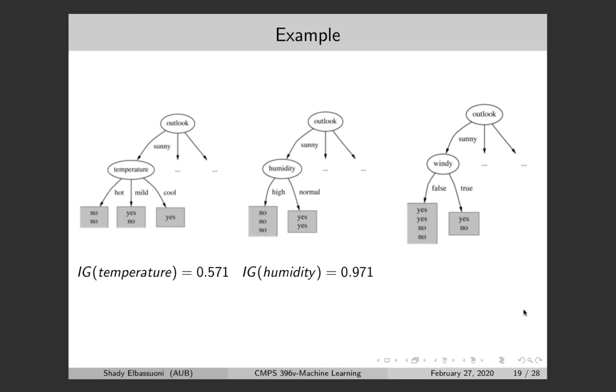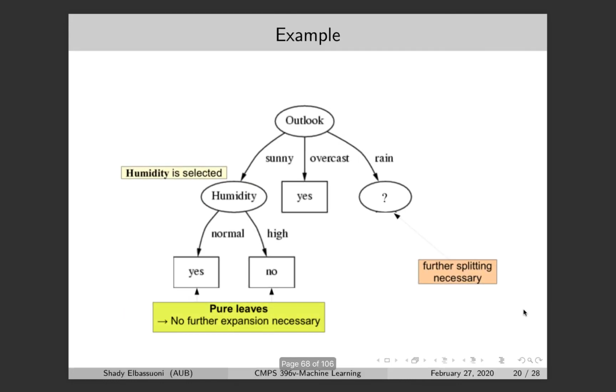And I can try wind. For outlook sunny, I try the wind attribute, and I have 2 splits, false or true, so I get 2 nodes, and neither of these nodes are pure, right? And the information gain of windy is 0.020. Which attribute should I pick now to split on or to use in this internal node? For outlook sunny, of course, the humidity. Okay, so I pick humidity, and I have two leaf nodes or pure leaves, so I don't need to split further, right?